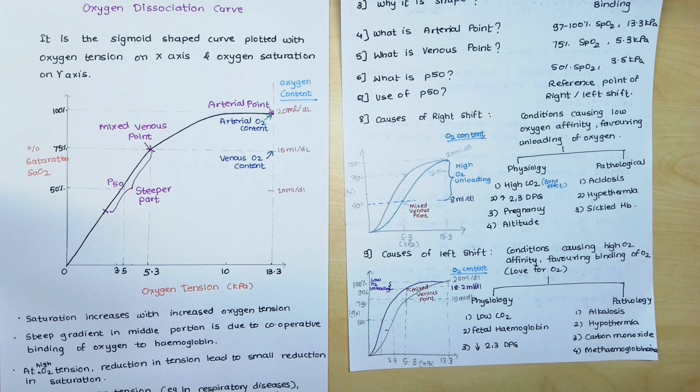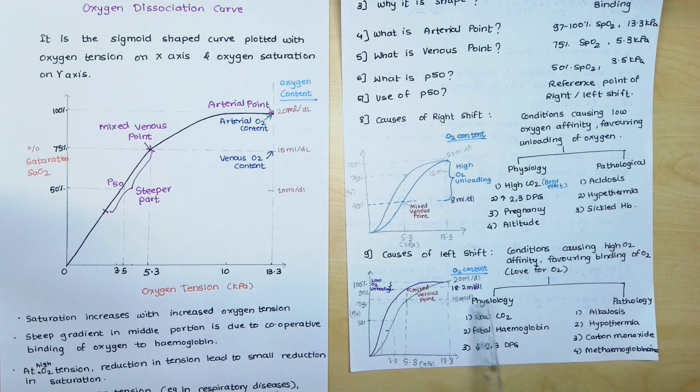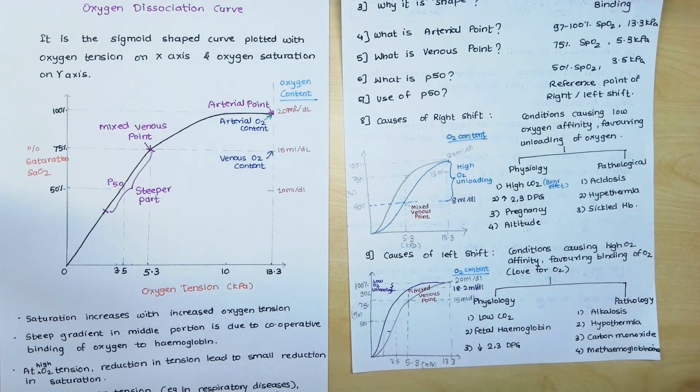In this diagram, we see the normal oxygen dissociation curve. The arterial point corresponds to 100% of saturation and 20 ml per deciliter of oxygen content. The mixed venous point corresponds to 75% of saturation and 15 ml per deciliter of oxygen content. When the oxygen dissociation curve is shifted to the left side, the venous point of 5.3 kilopascal corresponds to a saturation of 90% and oxygen content of 18.2 ml per deciliter.